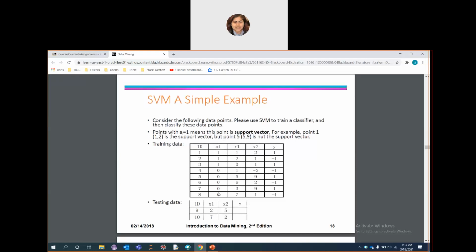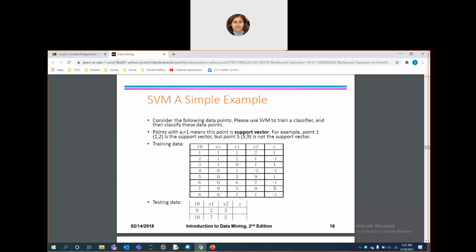How? Through this column AI. If a point has the AI value as 1, that means it is a support vector. For example, the point 1, 2 has AI as 1, so it is a support vector. But here see 5, 9, 0. AI is 0, which means this is not a support vector point. It doesn't lie on the border of the hyperplane. Hope you understood it, right? This is given, and Y gives you the label, whether it is positive or negative.